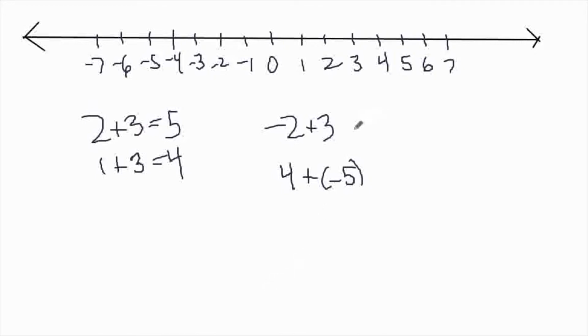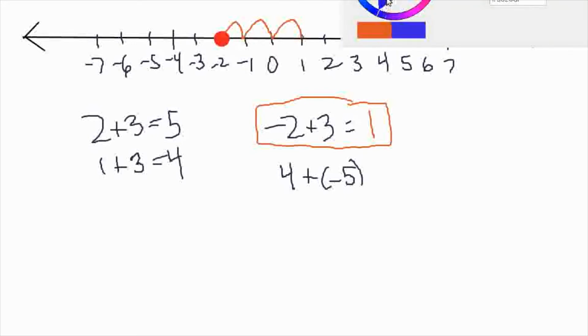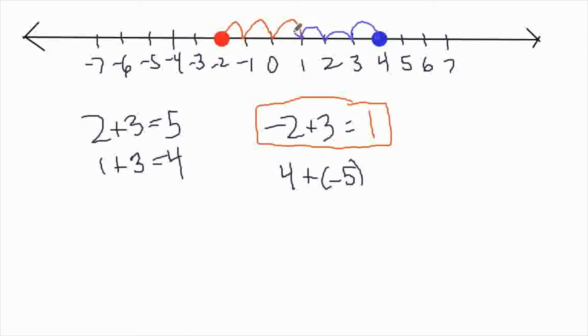So for minus 2 plus 3, we start at the minus 2. Let's put a dot there at the minus 2, and then we take 3 hops to the right, and so the answer is 1. Okay, let's do the other one. So now let's do the 4 plus minus 5. So we start at the 4 and we go 5. So this time we're adding a negative 5, so we're going to go 5 hops to the left. 1, 2, 3, 4, 5. So the answer is minus 1.